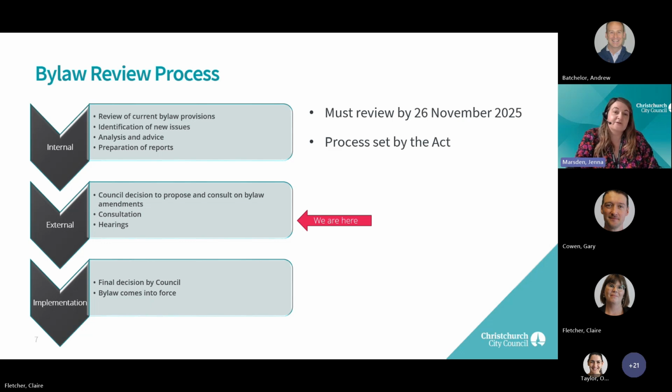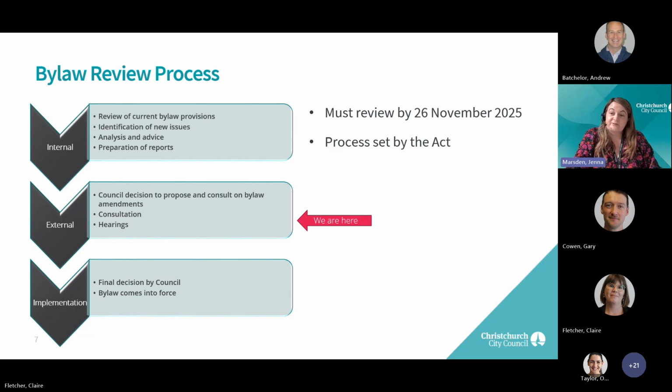So typically this process, we can break it into 3 phases. The first is largely internal. It's where we identify any issues, assess how the current bylaw is working, and whether there are any emerging issues or changes in regulation that we need to consider reflecting in our bylaw. And as a result of that process, we put together a draft bylaw.